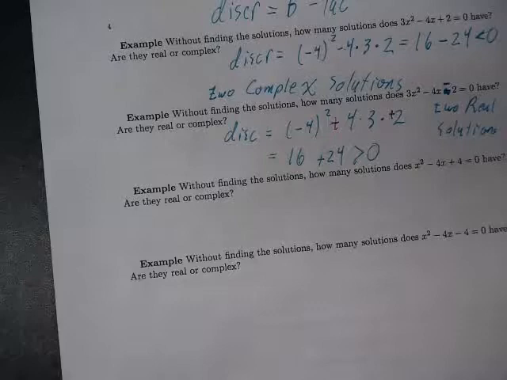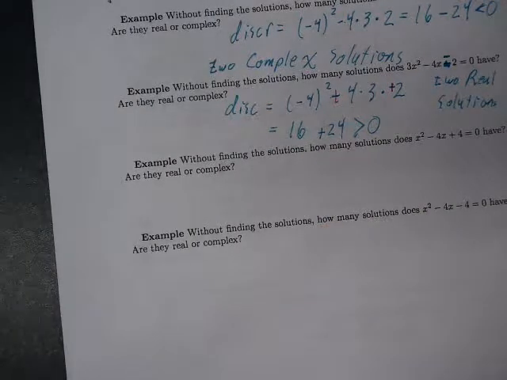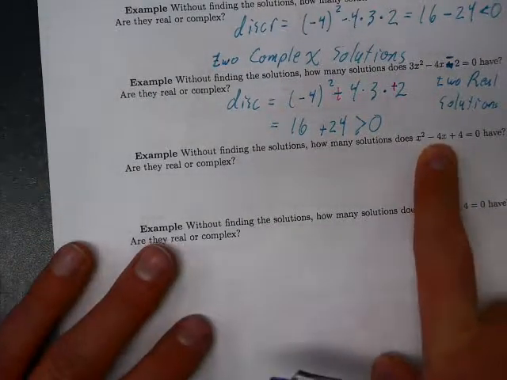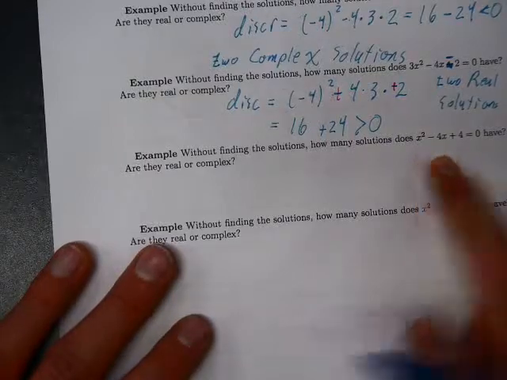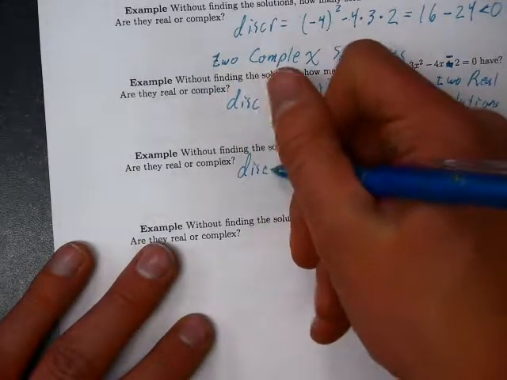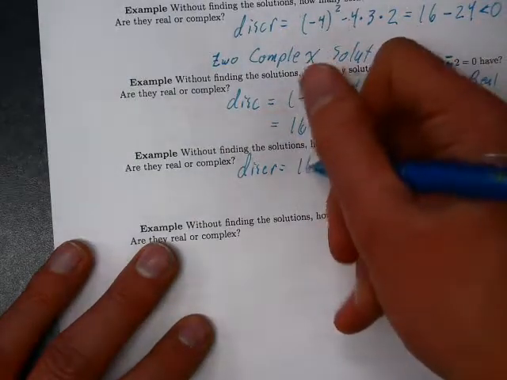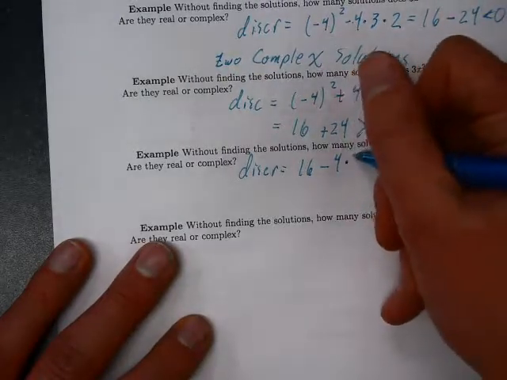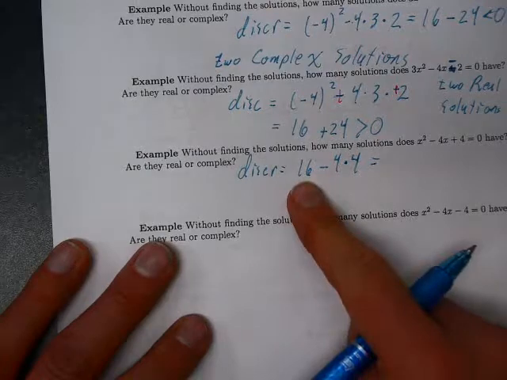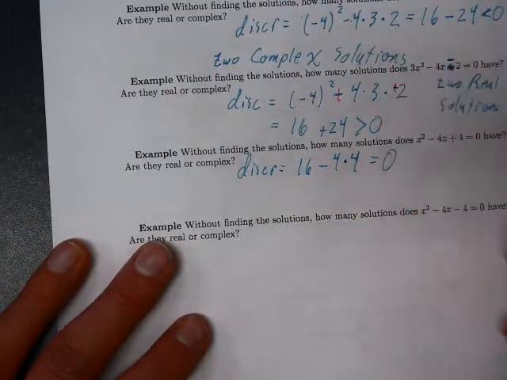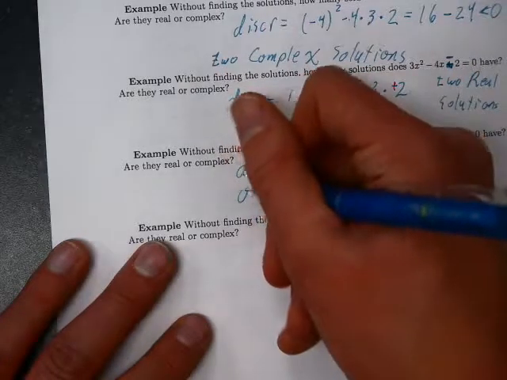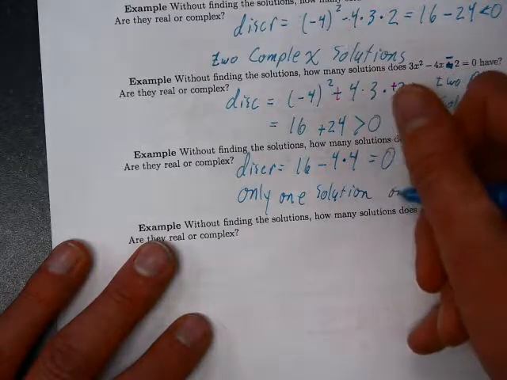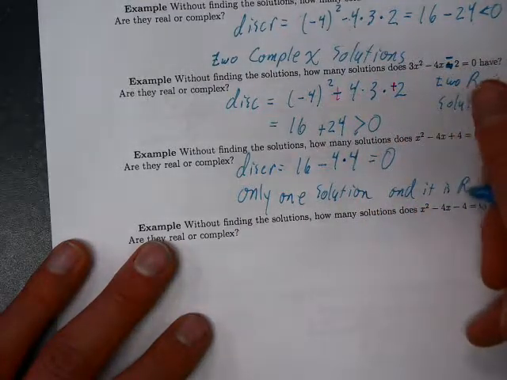Two more, let's just finish off this page. And I'm totally on time, it's only 27 minutes in. Let's find the solutions to x squared minus 4x plus 4. Nope, not find the solutions, let's just say how many there are. So the discriminant is b squared minus 4 times a times c. Oh hey, that's 16 minus 16. The discriminant is equal to 0, so there is only one solution, and it is real.